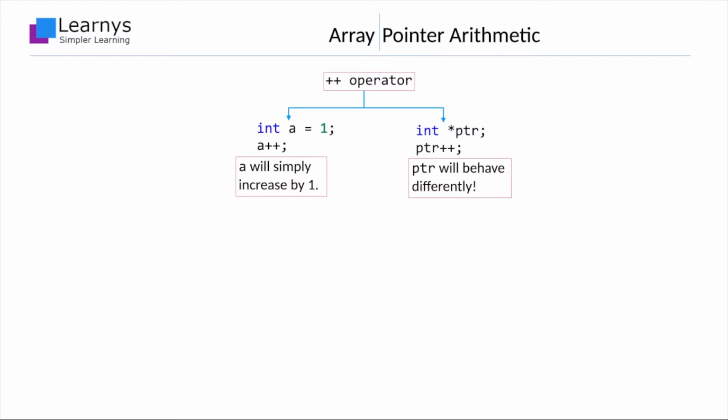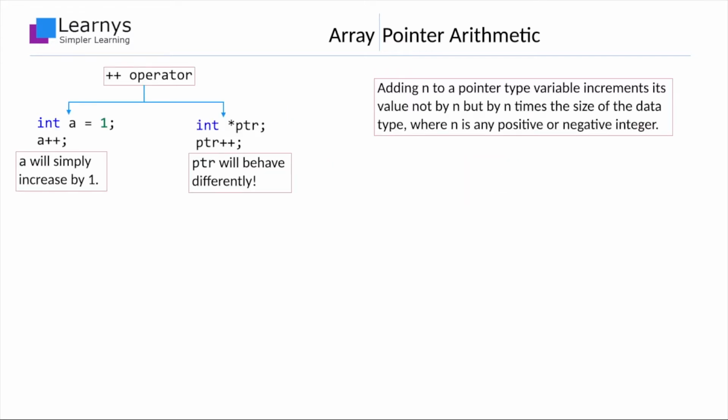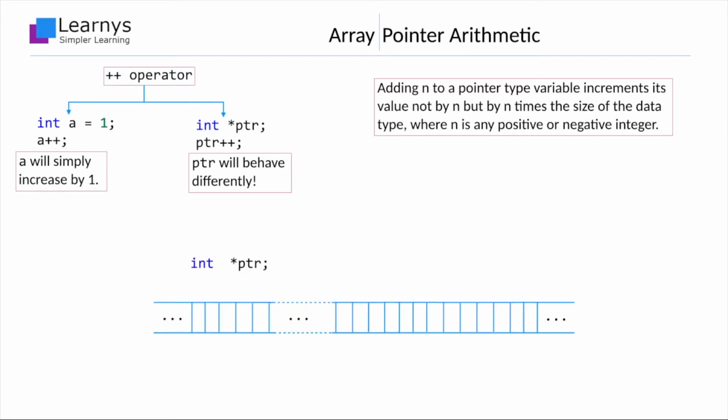The general rule governing the outcome is this. Adding n to a pointer type variable increments its value not by n but by n times the size of the data type, where n is any positive or negative integer. For example, applying the unary increment operator over an integer type pointer variable will increment its value by 4 and not by 1, assuming that an integer requires 4 bytes of storage.